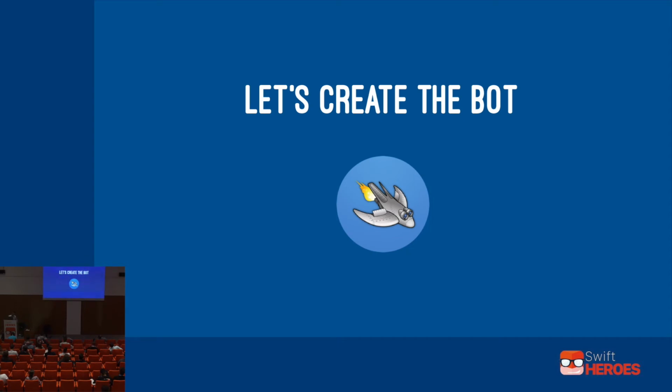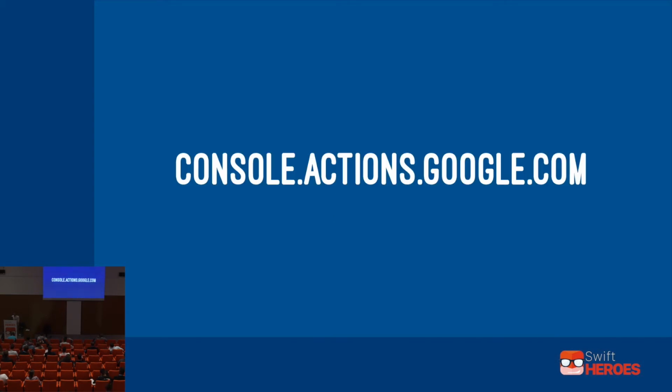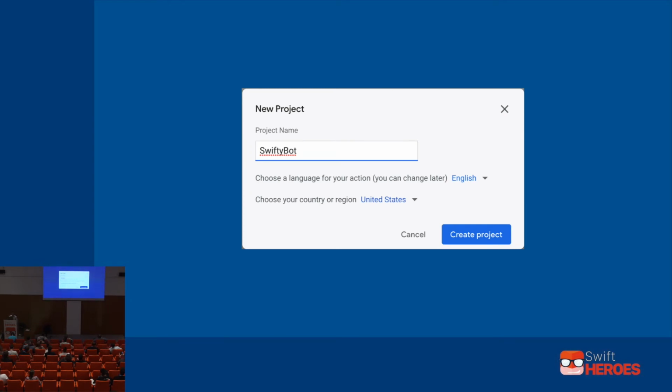Now we have to create the real bot, and we have to move to the Google Assistant console. So we have to go to console.actions.google.com, and we have to create our bot. This is an example of the view that we see inside the Google Actions Console. You can choose the name of your project, you can choose the language, that you can even change later or add more languages later, and you can change your country.